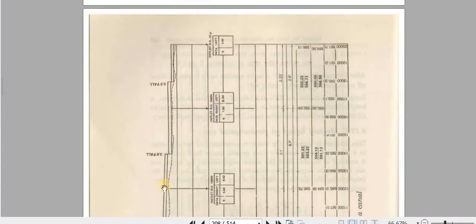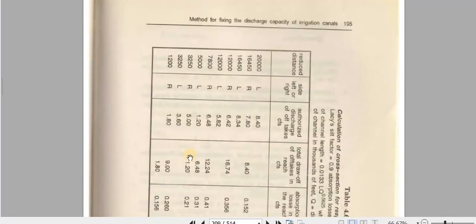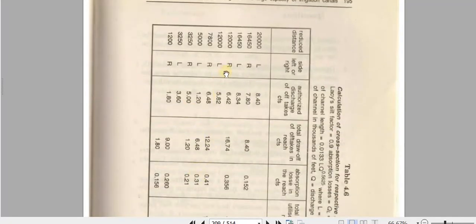Now if water is passing this point, there should be 28 point something water, 16 for this, 8 point something for this. So this is written in this way. And third one, we have only one right and one left, again same. Then only one at 78,000, only one at right, it is 6.48 written here. Then again 5,000, only one on left side, 1.2, it is written here.